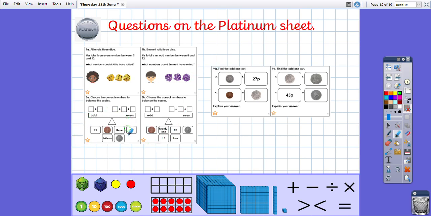You need to balance my scales, okay? So you've got the cards down here, and you need to balance my scales, so an odd number and an even number that are equal. And then you need to find the odd one out and explain your answer.